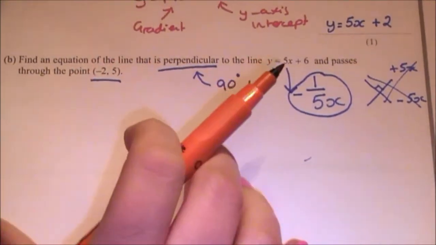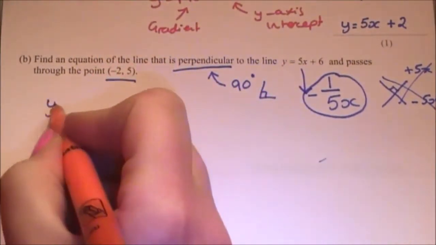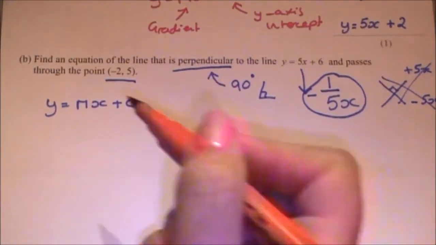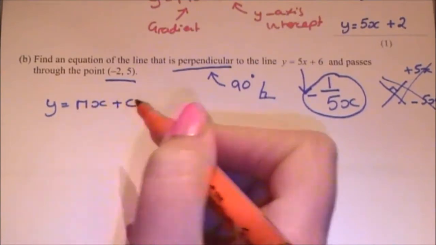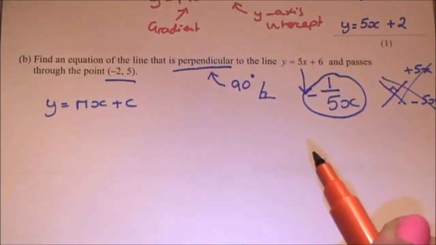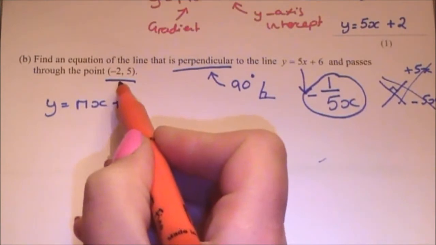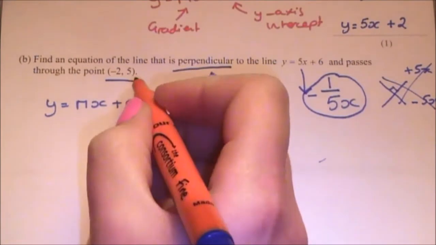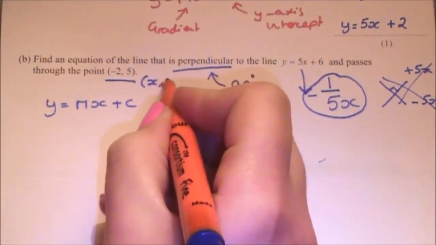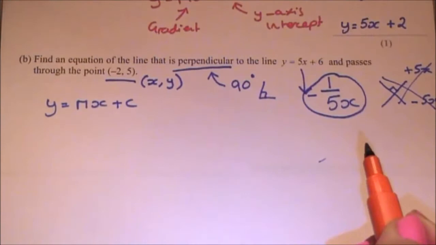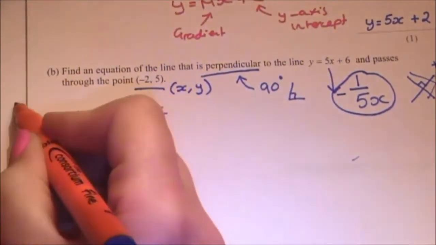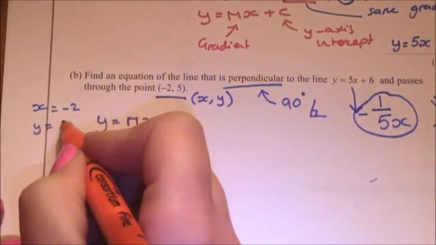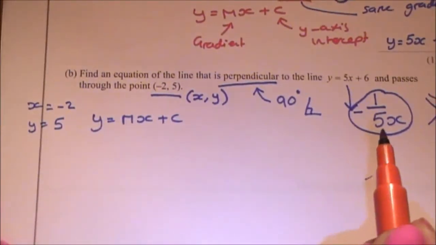Now, in order to give someone an equation of the line, I need to have it in the form of y equals mx plus c. And like we said above, m is the gradient, x and y are the values of x and y, and c is the y-intercept. Now they've given me, up here, the values of x and y, because that's what a coordinate is. A coordinate is a statement of x and y. So they're telling me that x is equal to -2 and y is equal to 5.